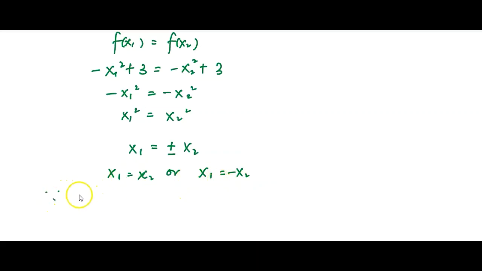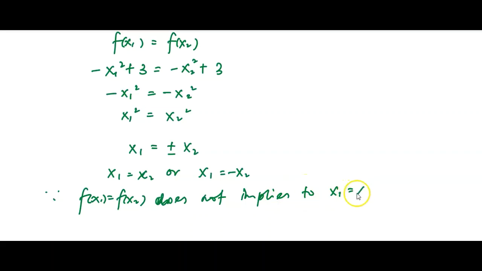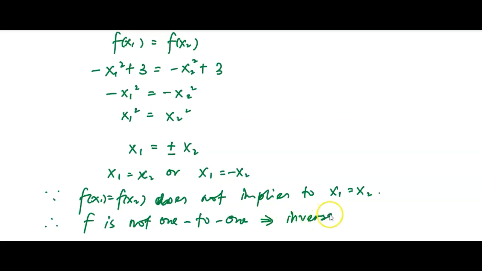Our reason is, f(x1) equals f(x2), this equation does not imply x1 equals x2, because there is another relation, that is x1 equals negative x2. So we say that f is not a one-to-one function. All right. For functions, we only have two types, right? Only one-to-one or many-to-one. So not one-to-one means it is a many-to-one function. Then we say that the inverse does not exist.